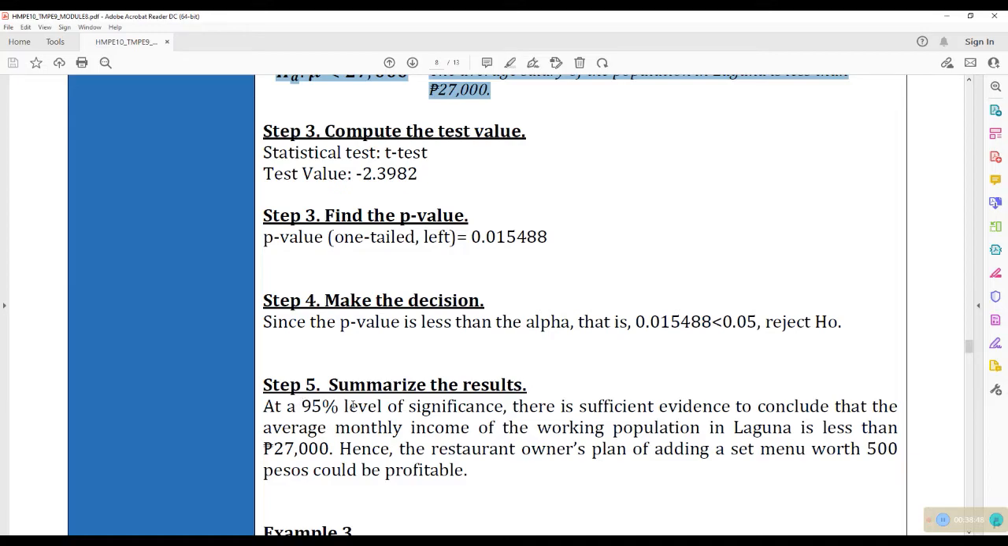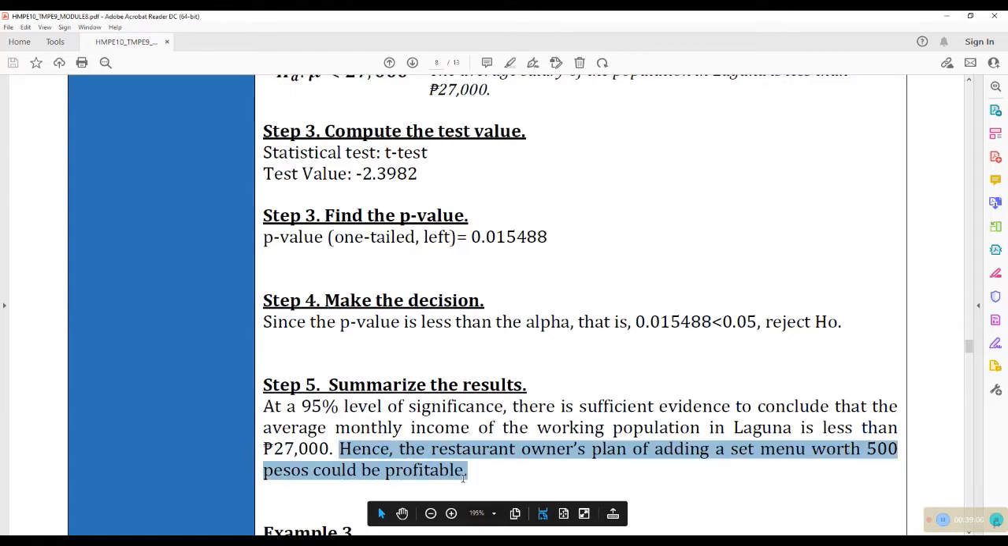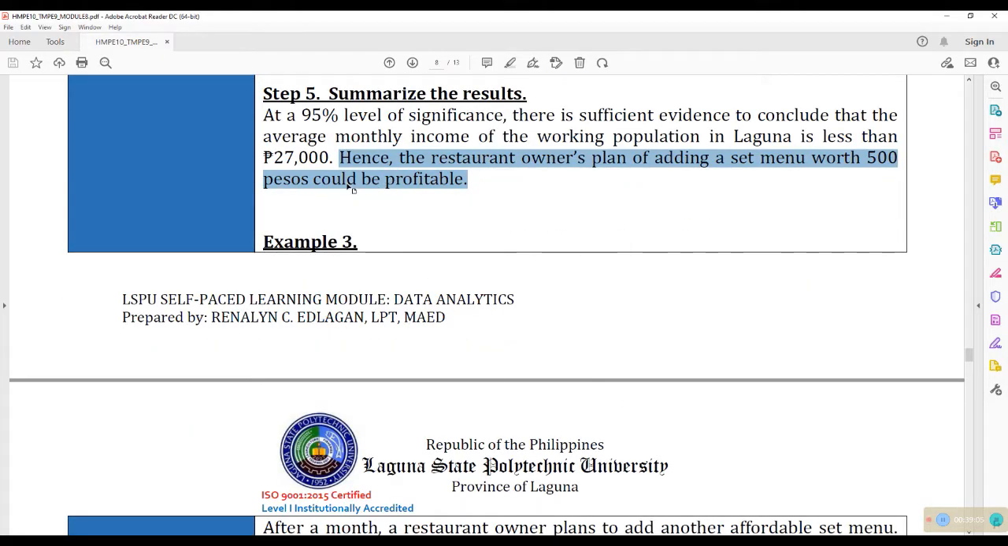Okay? So, at a 95% level of significance, there is sufficient evidence to conclude that the average monthly income of the working population in Laguna is less than 27,000 pesos. Hence, the restaurant owner's plan of adding a set menu worth 500 pesos could be profitable. Take note, I am using the words could be, might, yung mga ganun, kasi this is all about probability. May room pa rin tayo for uncertainty. Hindi tayo 100% sure. Ito nga, 95% level of significance lang, di ba? So, ang mga assumptions natin, hindi siya 100%. Hindi siya dapat tunog 100%. Okay?